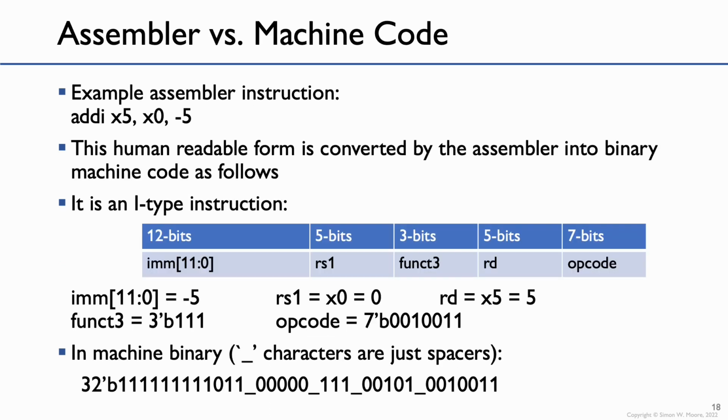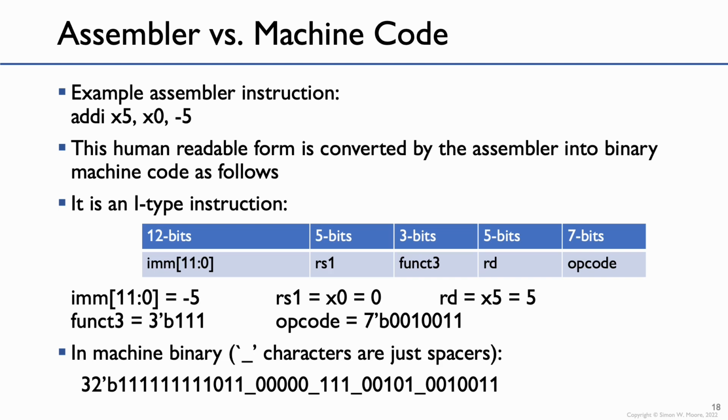Let's look at assembler versus machine code. We've got an example assembler instruction here, ADDI x5, x0, -5. This is the human readable form, and the assembler just converts that into binary machine code, which is a very simple process. This particular instruction is an I-type instruction, and the I-type format, which we just look up in the specification for the instruction set, is as follows.